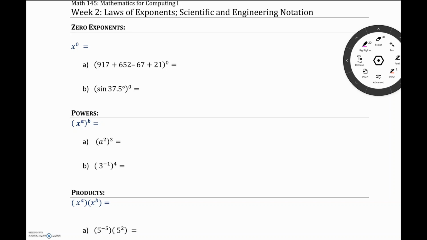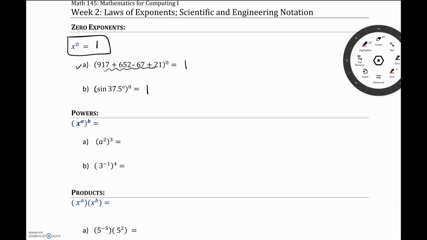0 exponents. Any base to the exponent 0 always works out to be 1. So in case A, you don't have to actually work all this out. It's all in brackets to the exponent 0, so that's 1. Again, we have something in brackets here to the exponent 0, that's 1.